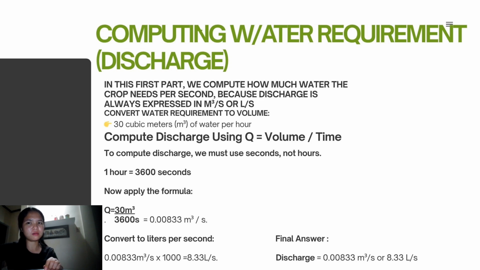So, i-convert na po nato into liter per second. 0.00833 cubic meter per second times 1,000. So, ang result niya is 8.33 liter per second. So, ang final answer niya is 0.00833 cubic meter per second or 8.33 liter per second.